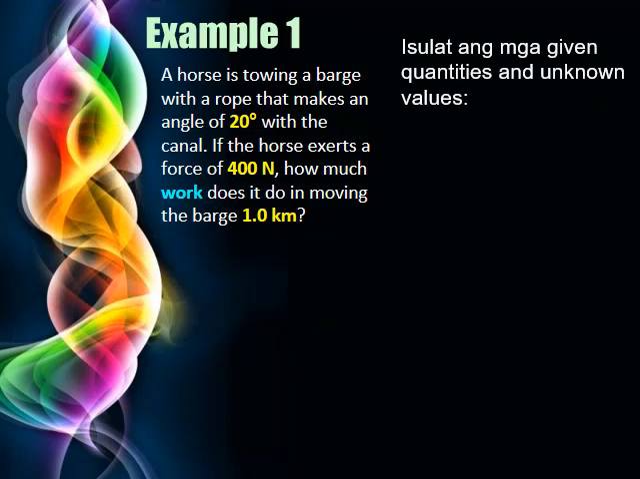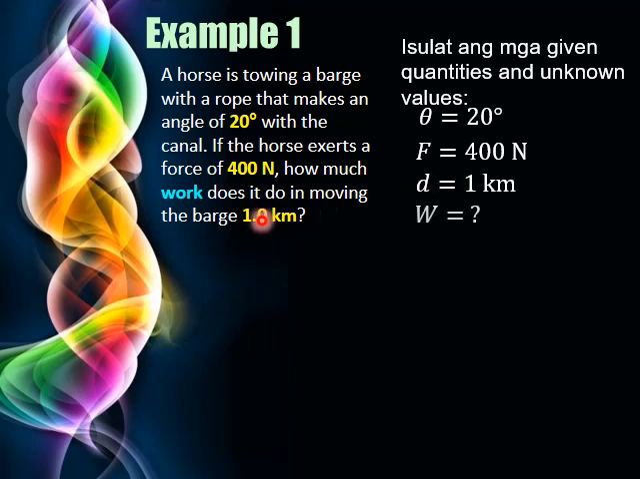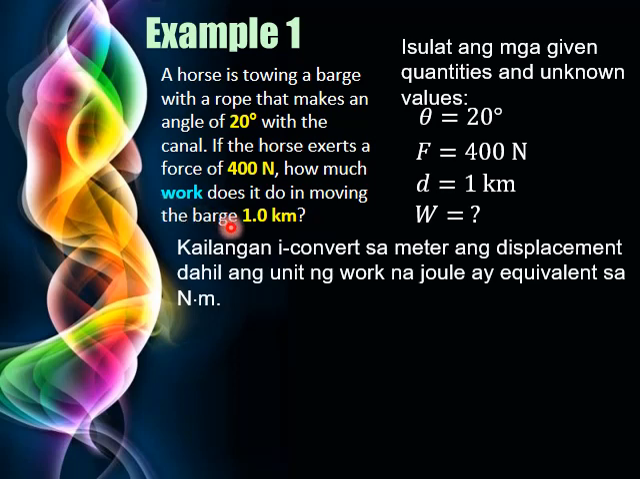To solve this problem, we first need to write all the given quantities and unknown values. First we start with an angle of 20 degrees, based on the problem. Then you have a force of 400 newtons. You have a distance or displacement of 1 kilometer. We're looking for the work done. We first need to convert the displacement to meters because the unit of work, joule, is equivalent to newton meter. So instead of 1 kilometer, we will use 1,000 meters.